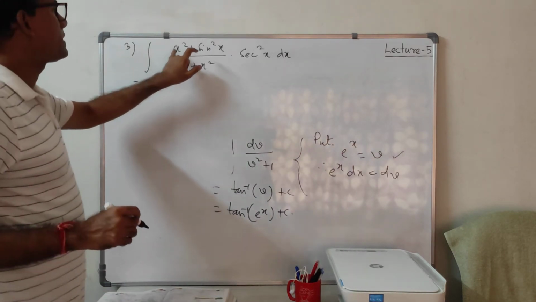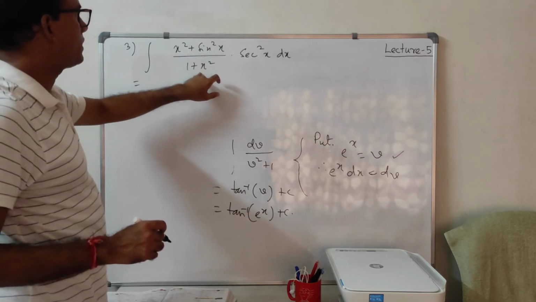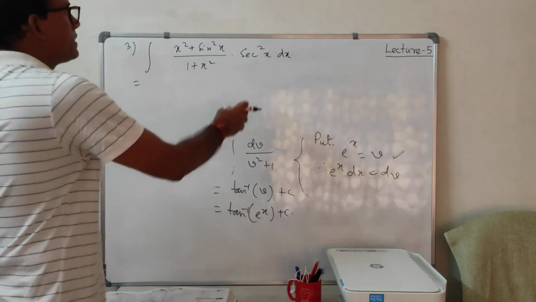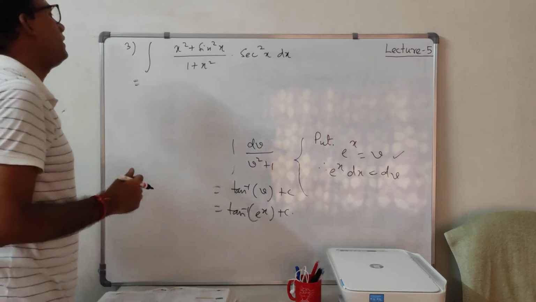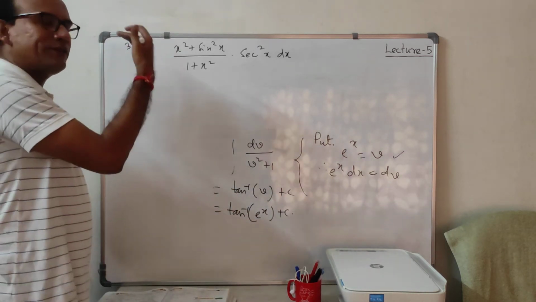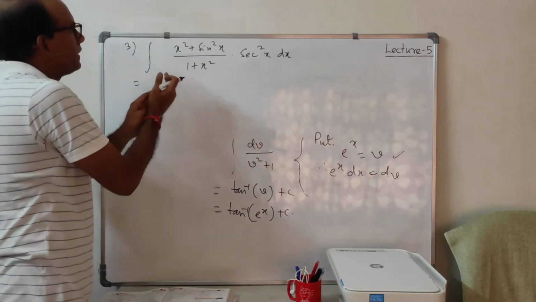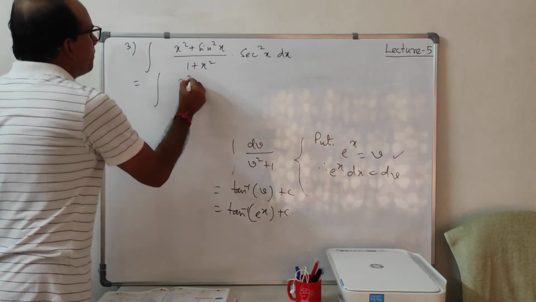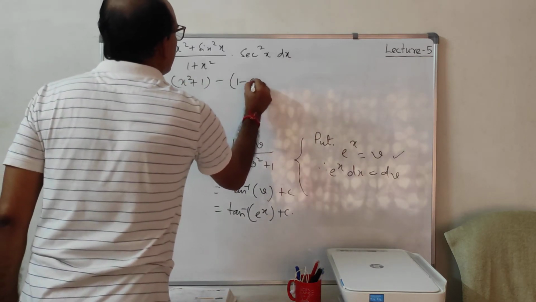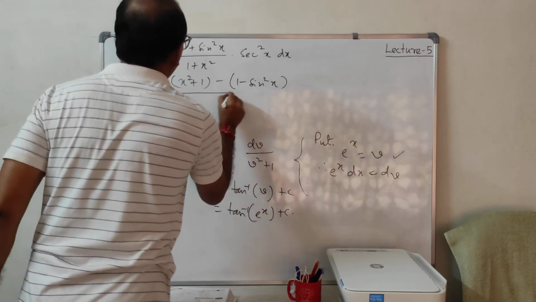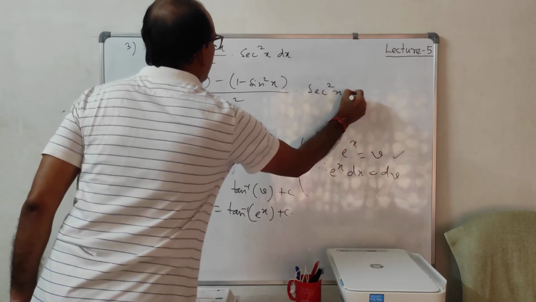See, the numerator is x square plus sine square x divided by 1 plus x square into sec square x. There is another part, into sec square. See how to deal with this type of problems. First, we have to manipulate the numerator in this way. See, x square plus 1 minus 1 minus sin square x, divided by 1 plus x square into sec square x.